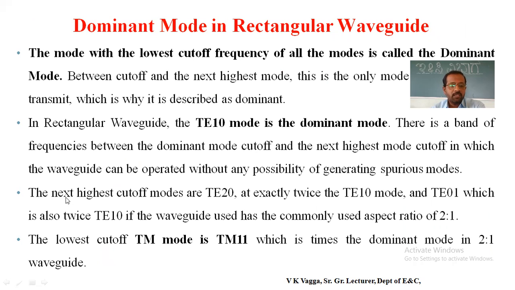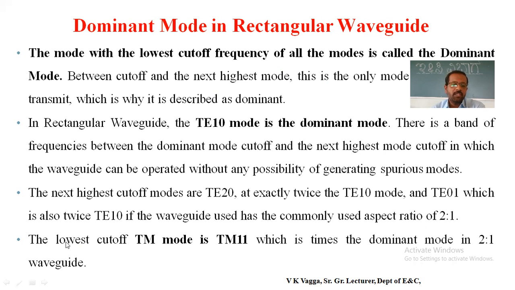And if you take the next highest cutoff mode, which is the TE20 at exactly twice the TE10 mode, obviously in the TE10 mode it consists of a single half cycle. In the TE20 mode it consists of two half cycles. It is a two half wave pattern. So it is exactly twice that of the TE10 mode, or the TE01 mode, which is also twice, in the waveguide commonly used with an aspect ratio of 2:1 here.